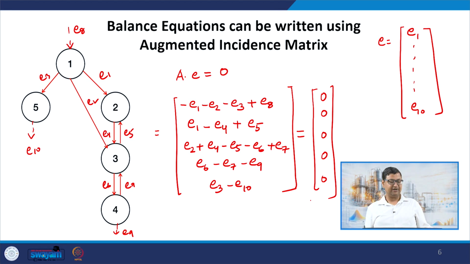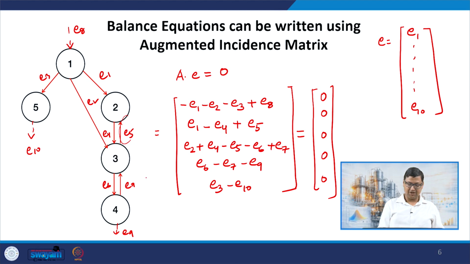Let us look at the vertex 1. So we have E1, E2, E3 are all the leaving streams, the output. So minus E1, minus E2, minus E3 is the minus of output, and E8 is coming. So if I sum these, I get 0 at a steady state, of course. And then for vertex 2, E1 is coming and E5 is coming from 3. So E1 plus E5 becomes input. E4 is the only output.